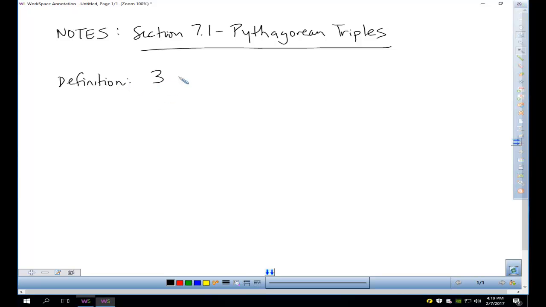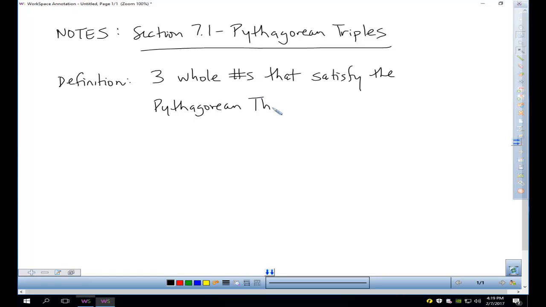The definition of Pythagorean triples: 3 whole numbers that satisfy the Pythagorean theorem. Real big emphasis here: whole numbers. Not decimals, not fractions. They've got to be whole numbers. So, 3 whole numbers that satisfy the Pythagorean theorem.